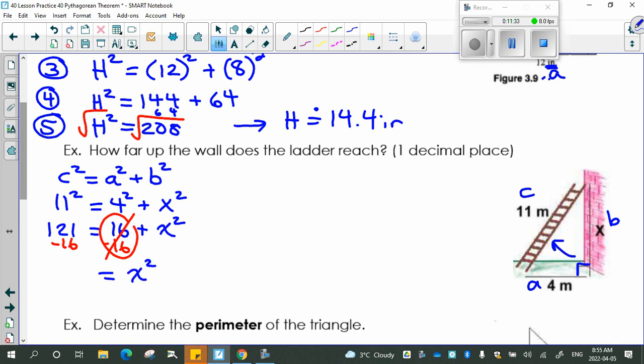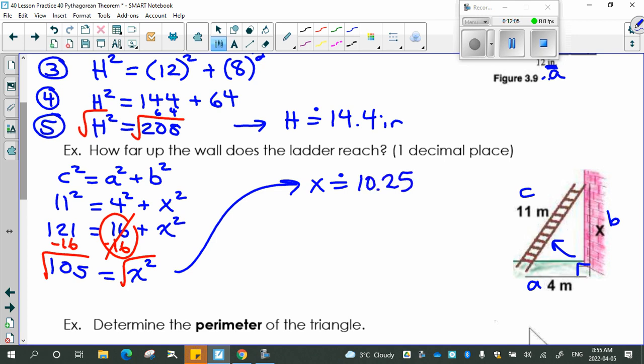So I've got X squared on this side. That's going to be 105. And then how do I get X? Now I square root, right? Because I've got X squared all by itself on one side. So square root both sides. And I'm going to get X is approximately, so I have to find out the square root of 105. 10.25 or 10.3 meters.